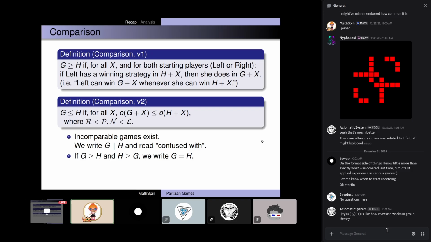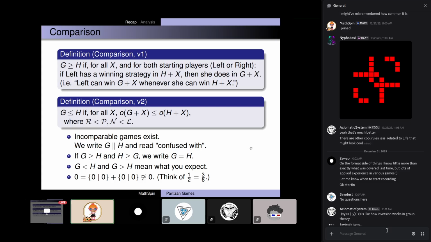But otherwise, we have our normal things. If G is greater than or equal to H and H is greater than or equal to G, then we write that G equals H. Now, I just want to emphasize, this does not mean that G and H are the exact same game position or the exact same game tree, but they're equal enough for the purposes of outcomes of sums. And G is less than H means G is less than or equal to H, but it's not equal to H, and similarly for greater than.